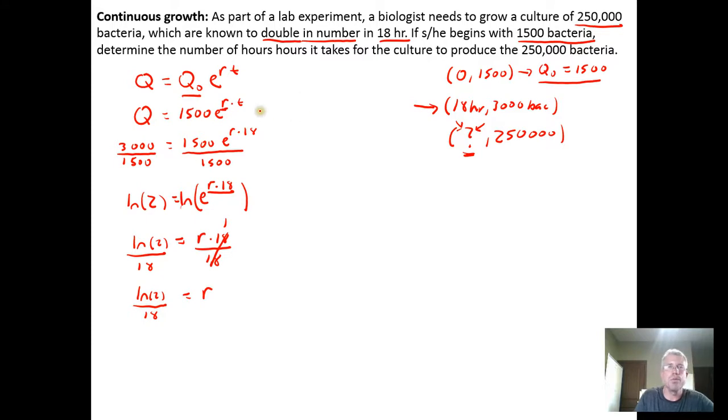And then we want to go back to our model and update it to get a final model. The final model is the quantity of bacteria over time will equal the initial number of bacteria times e to the R, but R is just the natural log of 2 over 18, and we need to multiply that rate times time. And now we're in a position to figure out how long it's going to take to grow our 250,000 bacteria. We don't know time, but we do know how many bacteria we want. So we'll replace Q with the 250,000.